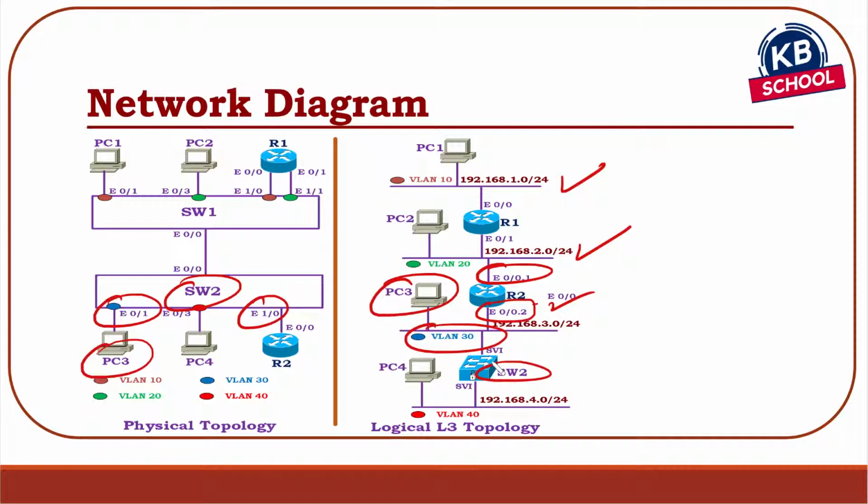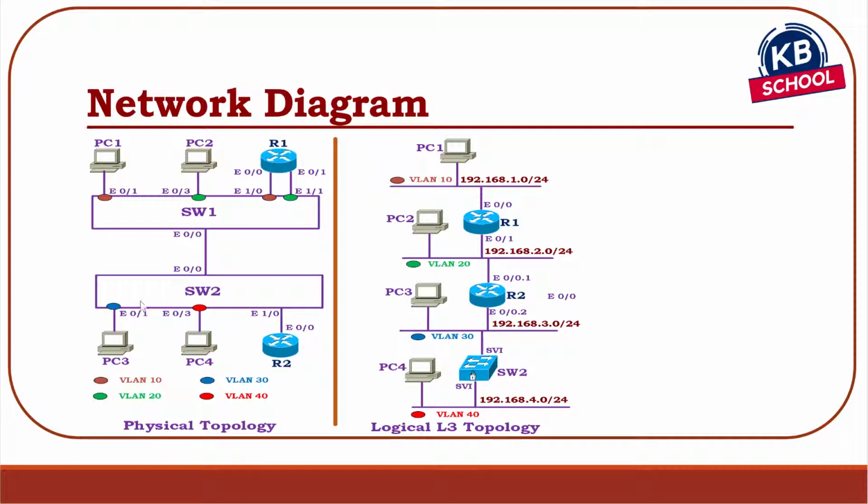And the other interface is on switch 2, and it's an SVI. SVI means the interface VLAN for VLAN 30. All right. So that's the other thing that I need to take care of over here. So let's do that. First thing, E01 of switch 2 should be in VLAN 30. Let's do that first.